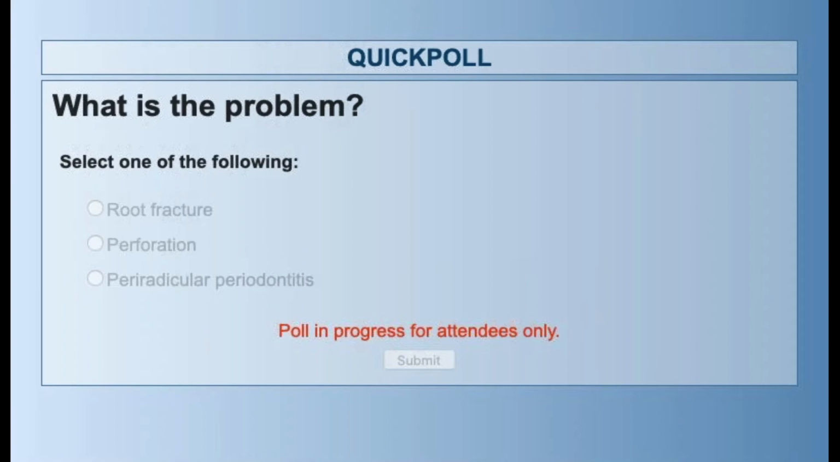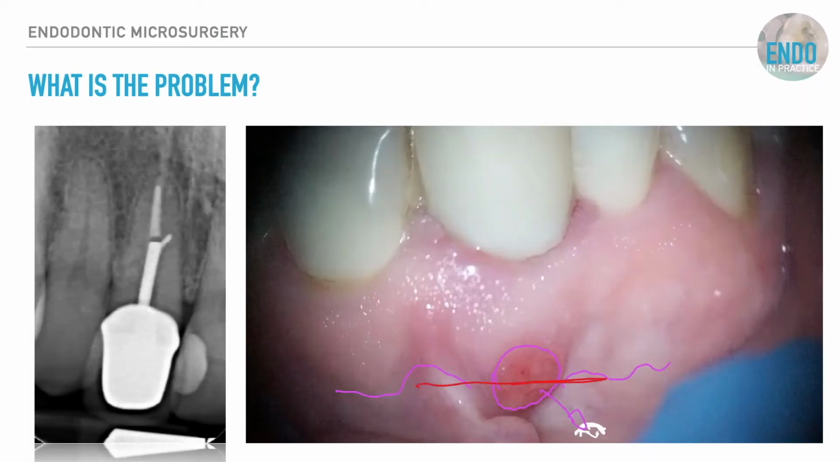Yeah, so it's basically a split decision between root fracture and perforation. So, okay, clinically, I've palpated up at the depth of the sulcus, up at the apex here, and the patient hasn't had any discomfort. This big sinus is at the level of the mucogingival junction, not where you would expect the apex of the tooth to be. In fact, this level is probably about this level on the radiograph.